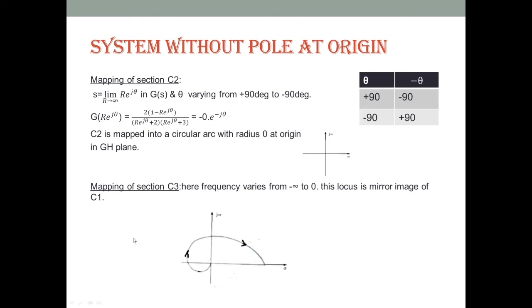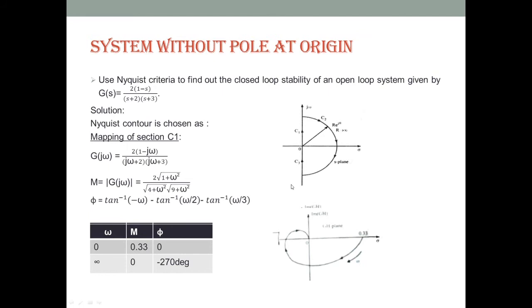Now this one is minus theta. So if theta is 90, minus theta is minus 90. If theta is minus 90, then minus theta is plus 90. So for C2, the magnitude is always 0 and the angle is varying from minus 90 to plus 90. Here the C2 section is mapped into a semicircular arc of radius 0 at the origin in the GH plane. So it is just the origin in the GH plane.